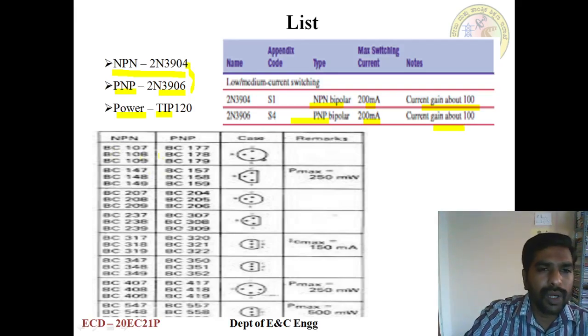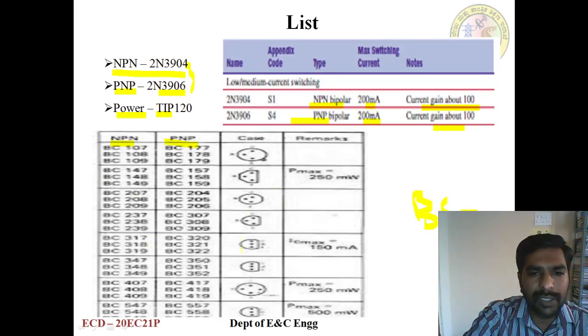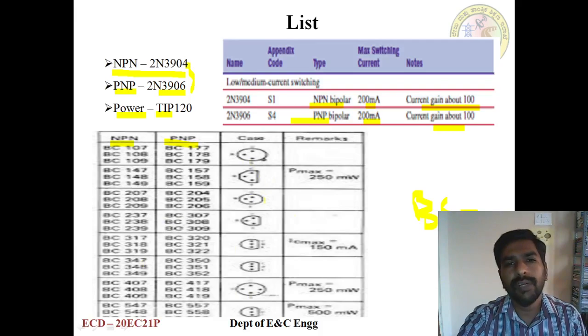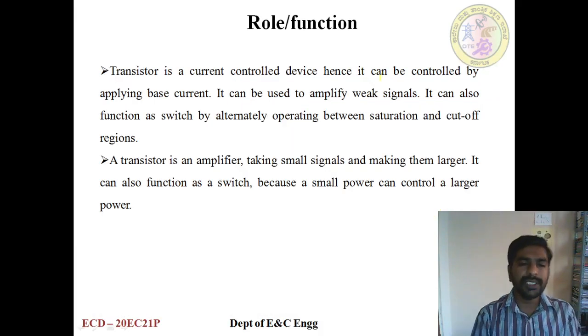And there is one more type of transistor called the BC type transistor. This BC series has the NPN concept as well as PNP. Both types are available, and this is how the package looks. These are different numbers, and this is the way it will look. This is about the different types of transistors available in the market.